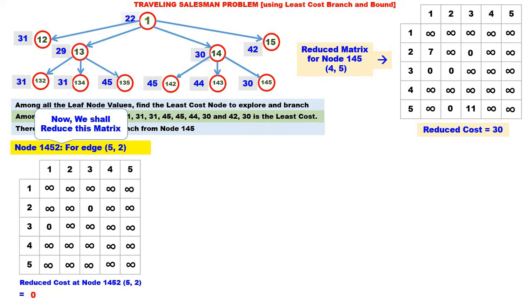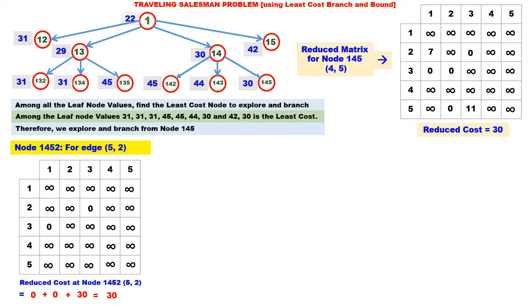Therefore, the total reduced cost for the node 1452 is 0. Plus, what is the cost of 5, 2 in the reduced matrix for node 145? Yes, what is the cost? 5, 2, it is 0. Therefore, you add 0. And what is the reduced cost? It is 30. Yes, 30.